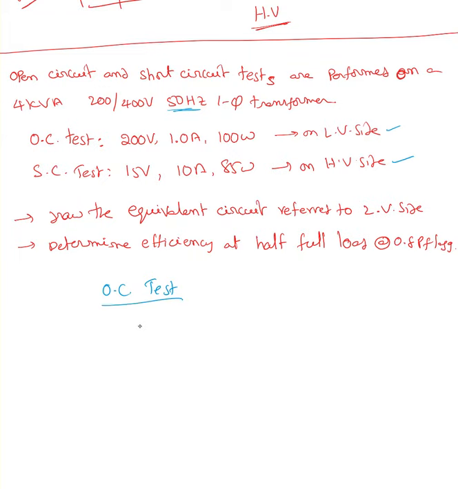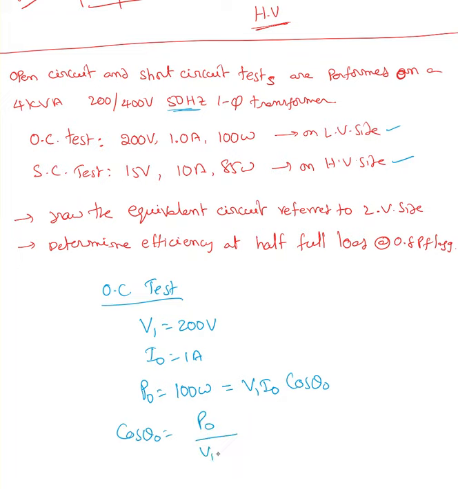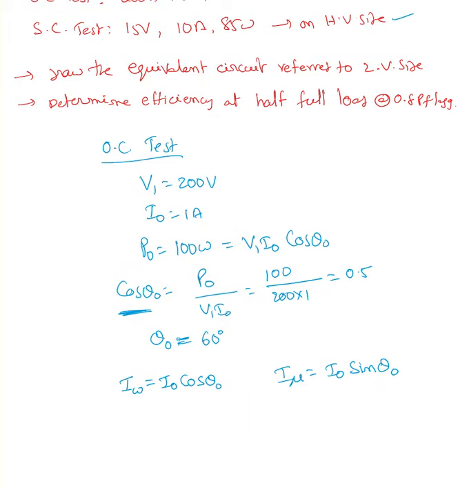So from the OC test we have V1 equal to 200 volt, I0 equal to 1 ampere and P0 equal to 100 watt. From there, P0 equals V1 I0 cos theta naught. So cos theta naught equals P0 over V1 times I0. By the way, when you're doing this experiment in the lab, you can measure it from the phasor analyzer. So from there I found cos theta naught, which is 0.5, and theta naught equal to 60 degrees.